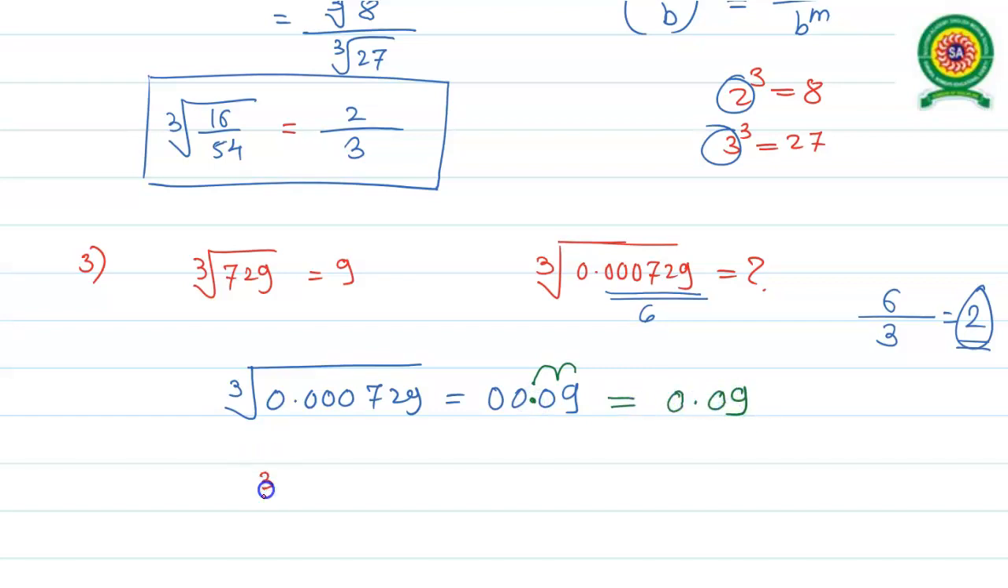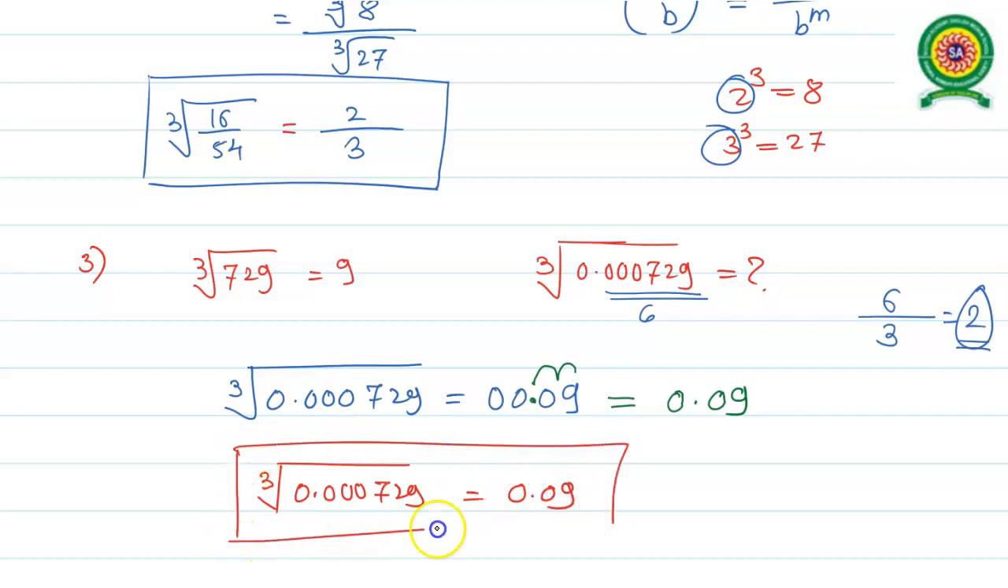That means here we have the cube root of 0.000729 equals 0.09. If you evaluate now the cube of 0.09, definitely you will get 0.000729. Keep in mind.